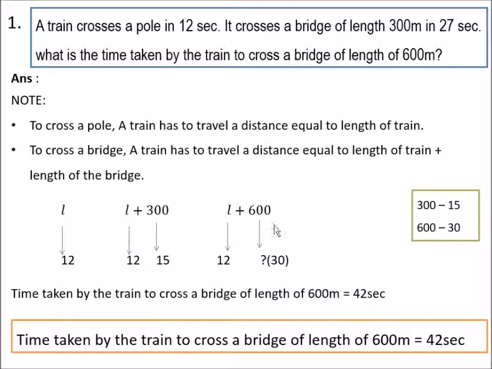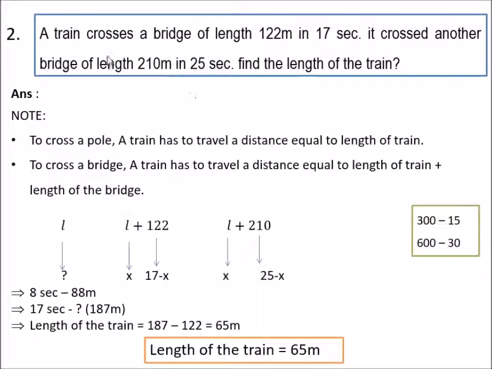So in the same way, to cross a bridge of length 600 meters it takes how much time? That we need to find out. So L plus 600. To travel the length of the train it takes 12 seconds, and to travel the 600 meters, that we need to find out. So for 300 meters it is 15 seconds, for 600 it is 30 seconds. So 12 plus 30 is equal to 42. Therefore the time taken by the train to cross a bridge of length 600 meters is 42 seconds.